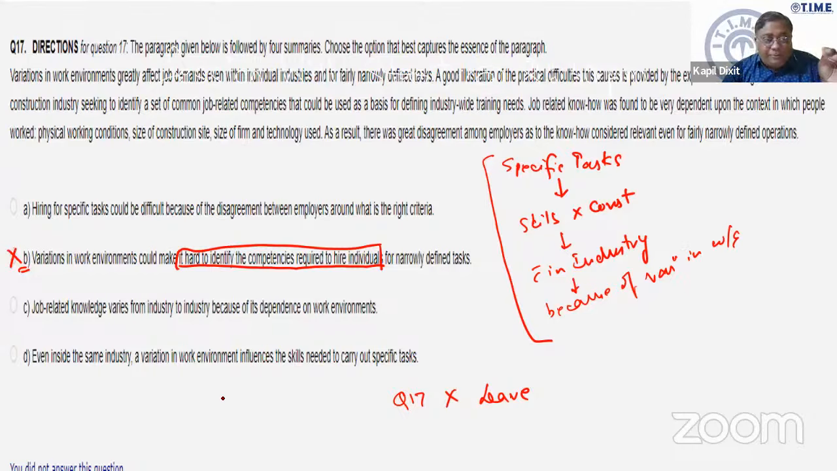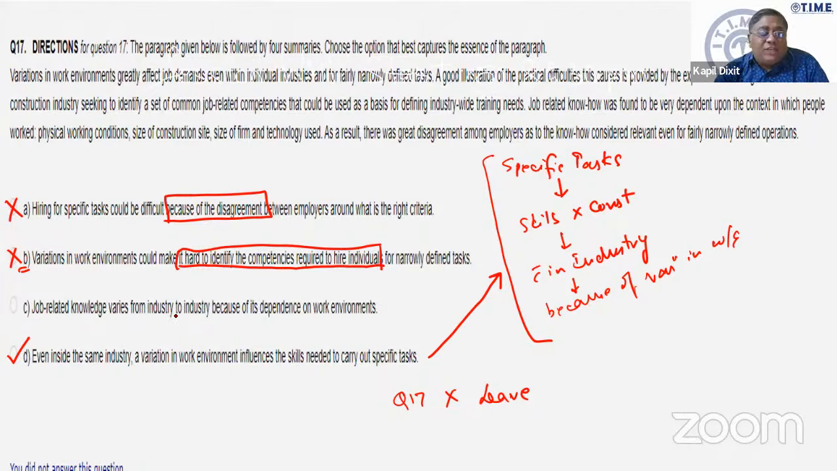Two close choices, B and D. Even inside the same industry, a variation in work environment influences the skills needed to carry out specific tasks. This becomes the answer if I can draw the main theme of the paragraph. Now I'll quickly explain why A is not the answer. Hiring for a specific task could be difficult because of the disagreement. Is it the reason mentioned? No. Hence, not an answer.